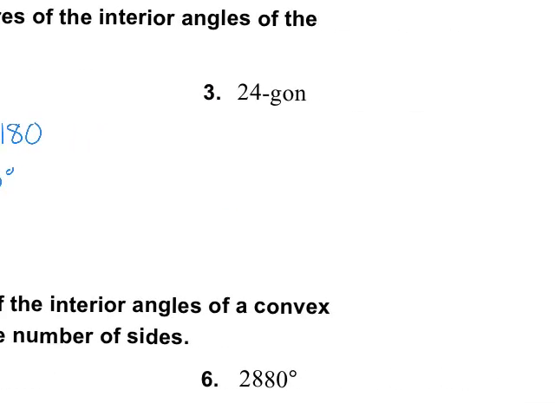And then a 24-gon. So that's 24 minus 2 is 22 triangles times 180. 3,960. Thank you. Okay, so pretty straightforward.